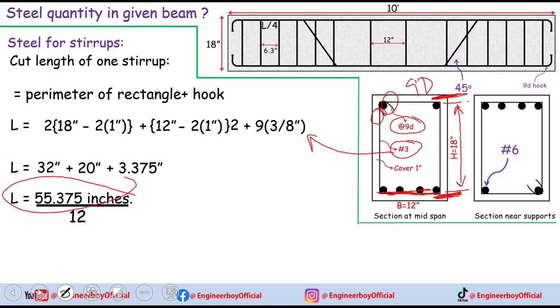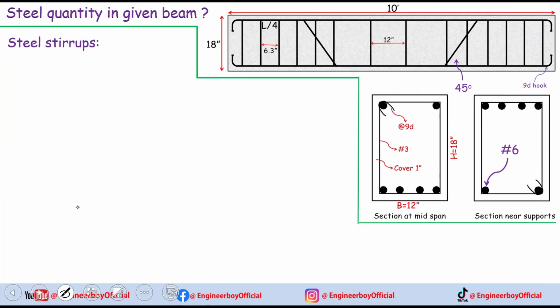Okay, as you can see, we have 6.3 inches. You can see it over here is the spacing between those bars which are near the supports. Okay, 12 inches which is at mid span, and 6.3 inches, okay, which are actually at another end of the beam. We have actually calculated the stirrups length in feet. That's why we have just divided that by 12. Okay, and that can be then 4.6 feet.